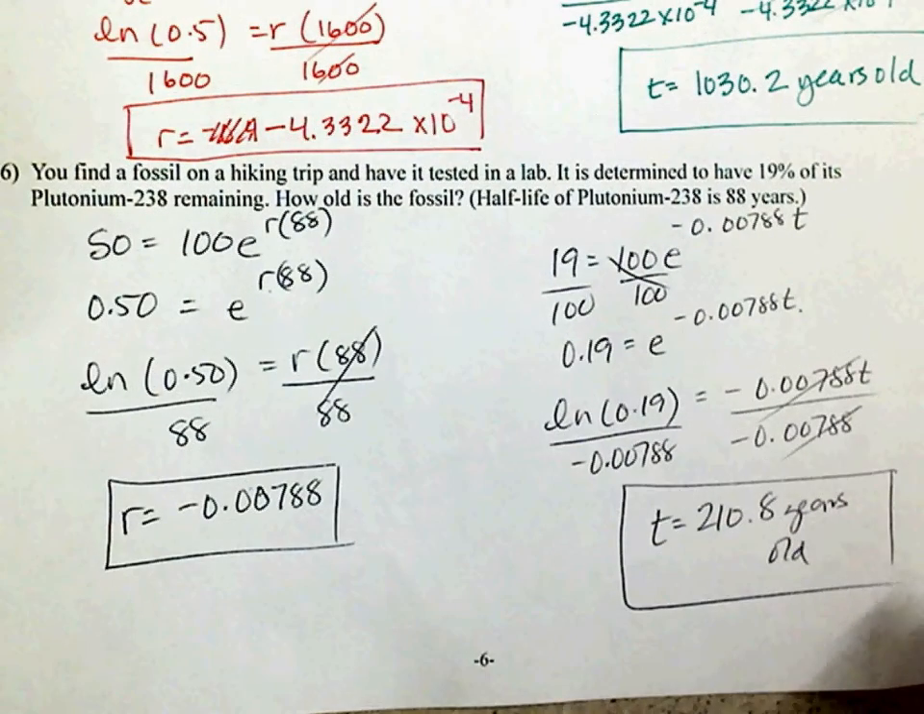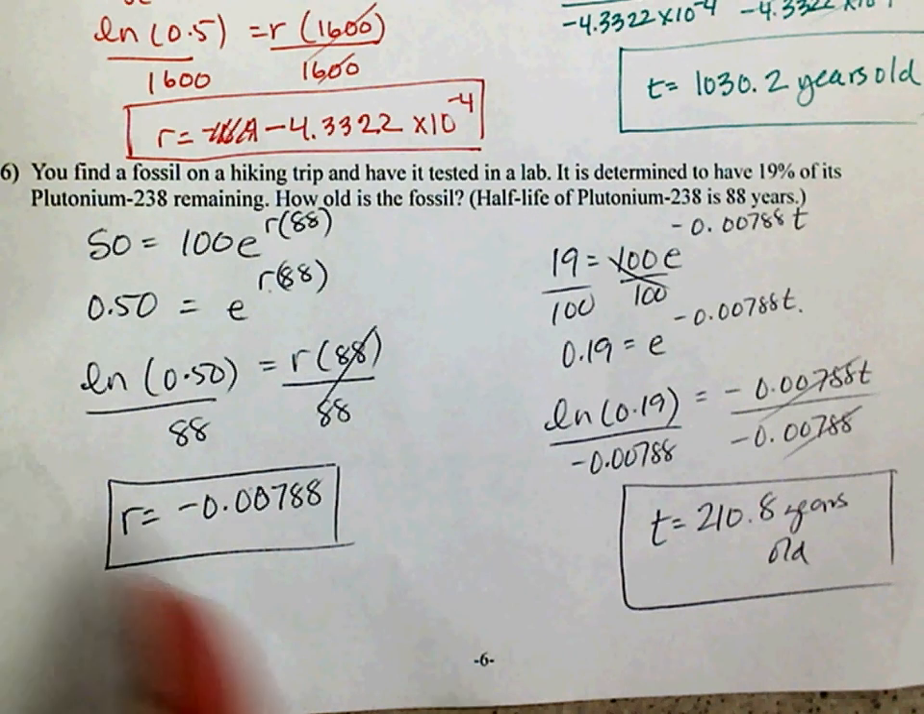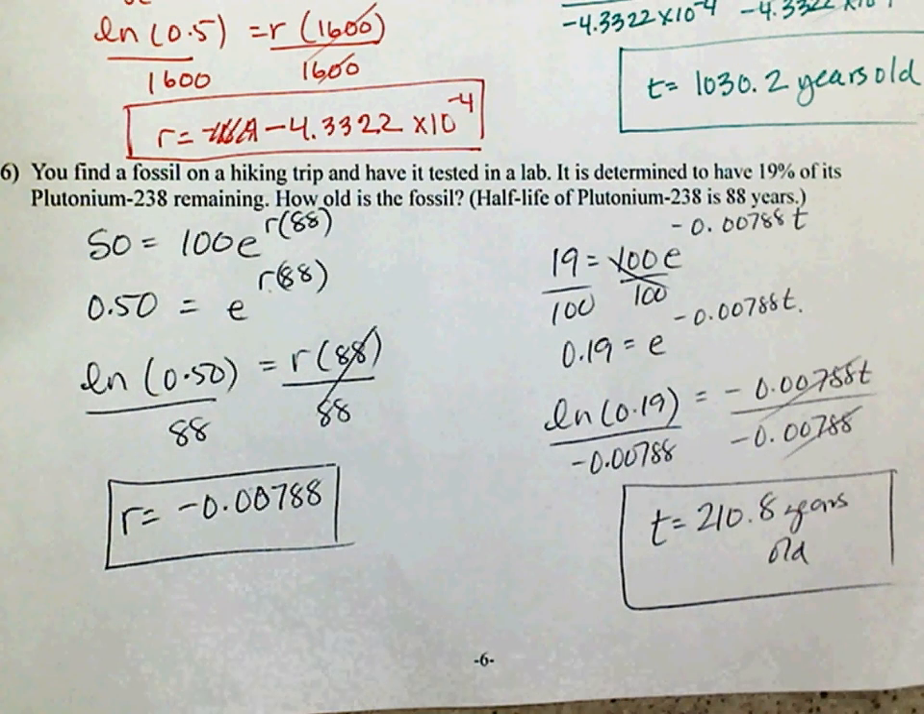Radioactive decay is a two-step process. First find the rate, then find the time. Okay? Good luck, guys. You have got to practice. You can do this. I know you all can. If not, I wouldn't have challenged you. Have a great day.